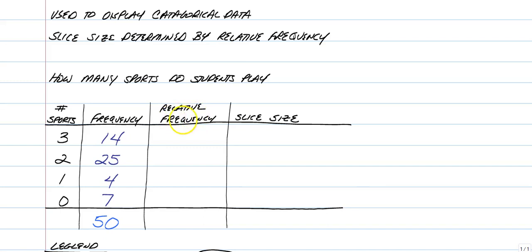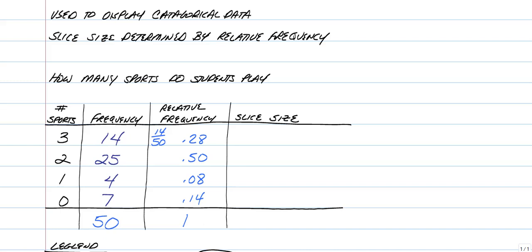So relative frequency, again, we just take the frequency and divide it by the total. If you would have completed the chart and had 0.28 for students that play 3 sports, 0.50 for students that play 2, 0.08 for students that play 1, and then 0.14 for students that play no sports, you would be correct. And then if you added those all up to check, we would have 1. So that's it.